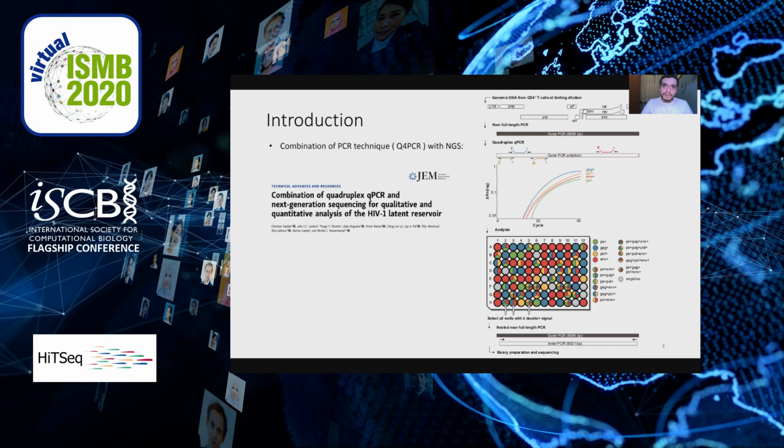followed by the amplification of near full-length proviral DNA, and the amplicons are then assayed by the Q4 PCR technique that uses a combination of primers and probe sets in 4 different locations of the HIV genome. We select the samples that present at least a double positive signal for any combination of the primers and probe sets. The selected samples are then subjected to a nested PCR and next-generation sequencing.